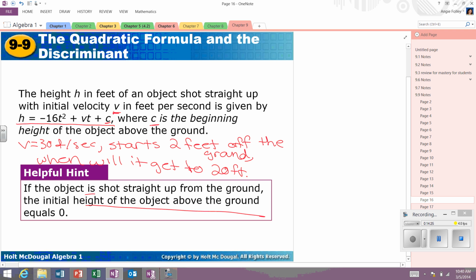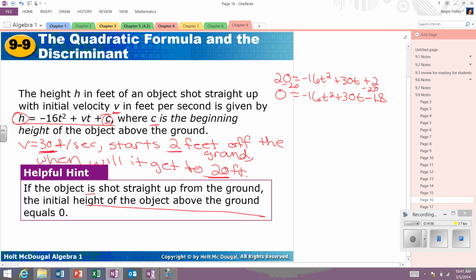So we're going to plug everything in. We're going to plug 30 into V, and 2 is the initial height at C, and we want to know when the height will be 20. So I'm going to plug all that in. 20 equals -16t squared plus 30t plus 2. I'm going to move the 20 over, so I get 0 equals -16t squared plus 30t minus 18, because I moved the 20 over.